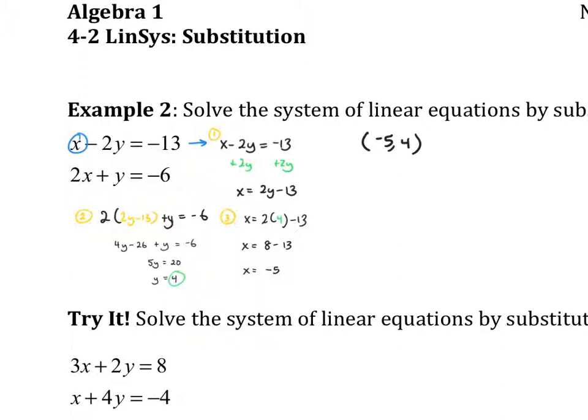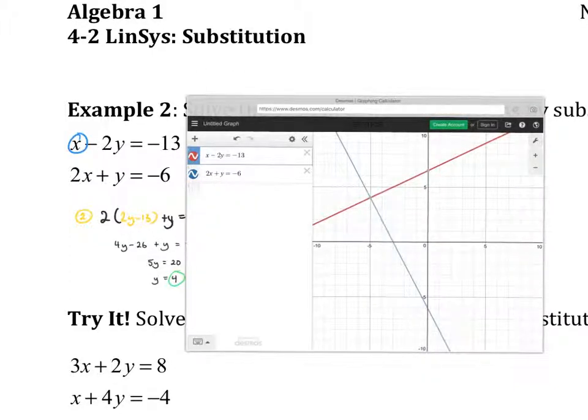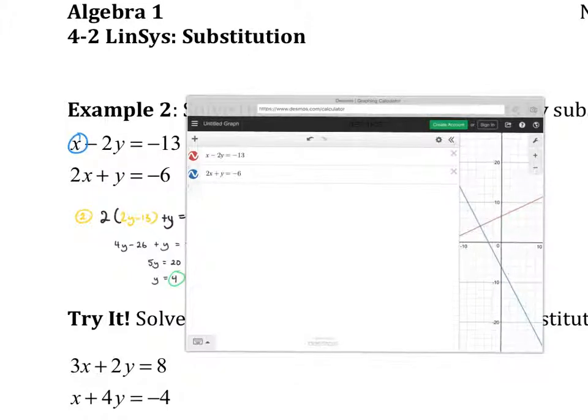So there are two ways to check it. We can plug in the negative 5 here, and the 4 here and here to make sure it works. But we can also check by graphing, so I'm going to do that real quick. And now when I graph this here, here's the x minus 2y equals negative 13. So there we go. And the 2x plus y equals negative 6, and negative 5, 4 is what we get. So good job. Go team.